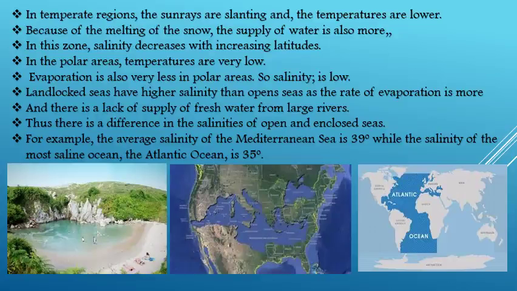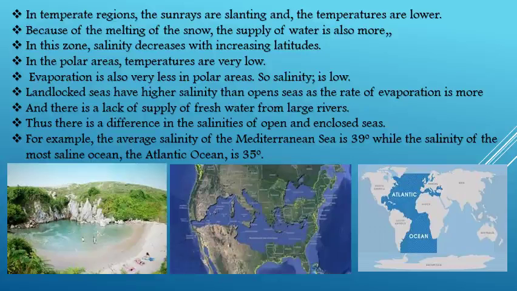In the temperate region, the sun rays are slanting and the temperatures are lower. Because of the melting of the snow, the supply of water is also more. In this zone, the salinity decreases with increasing latitude. In the polar areas, the temperature is very low. Evaporation is also less in the polar area, so salinity is low. Landlocked seas have higher salinity than the open sea, as the rate of evaporation is more.